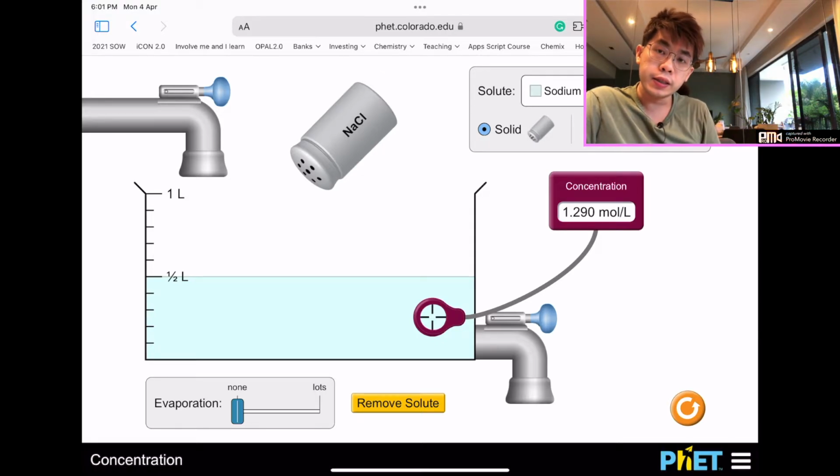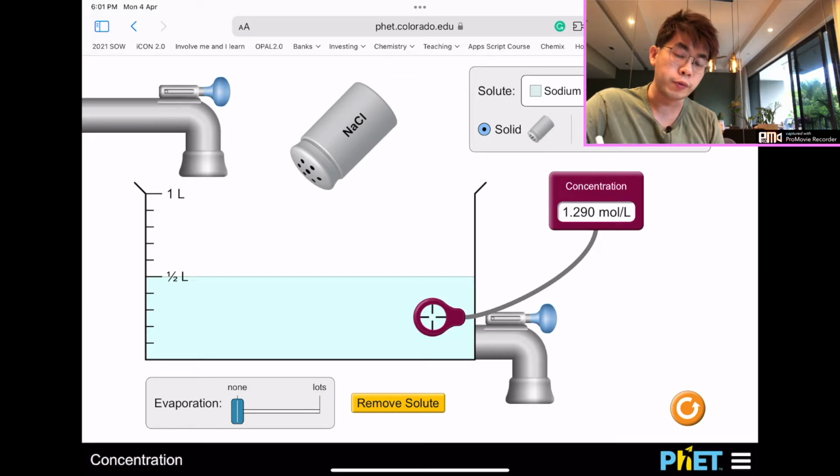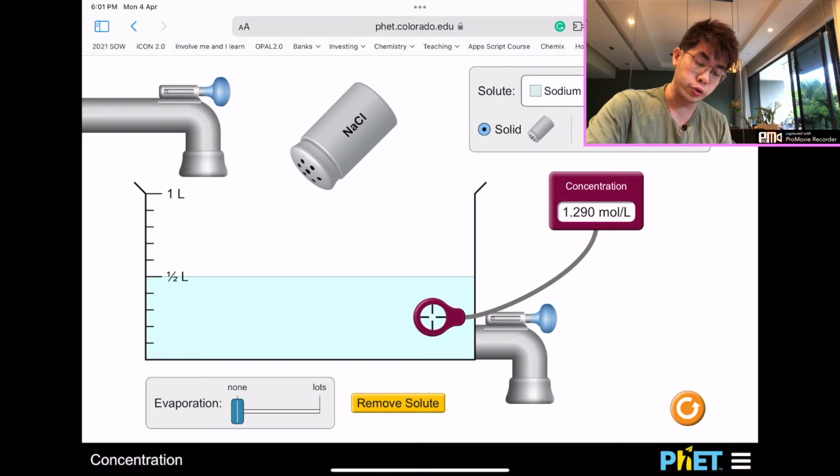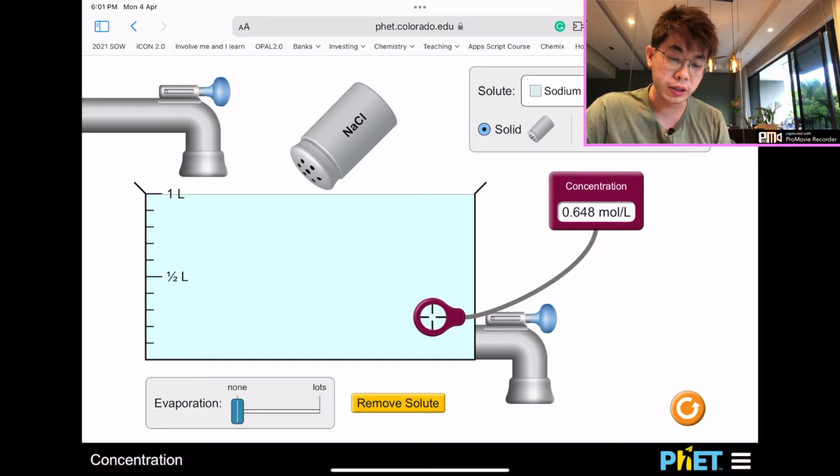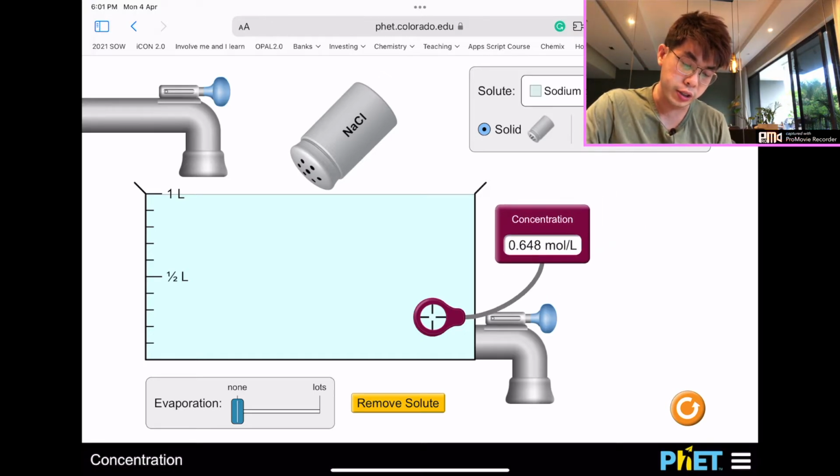Now let us think. If, for example, this is my soup and I added salt to the soup, what happens to the concentration if I add just water? You should know that by adding water, the concentration should decrease. So let's watch. I'm going to add water to about 1 liter, and you can see my concentration has decreased.